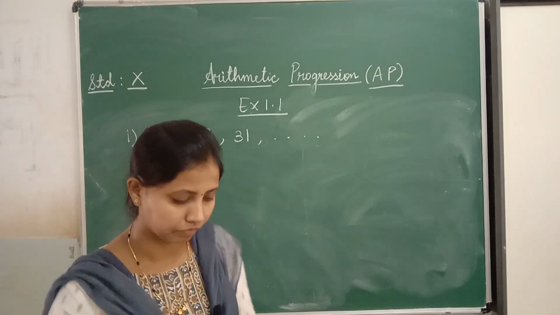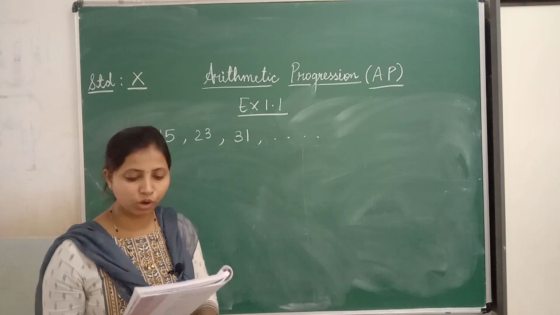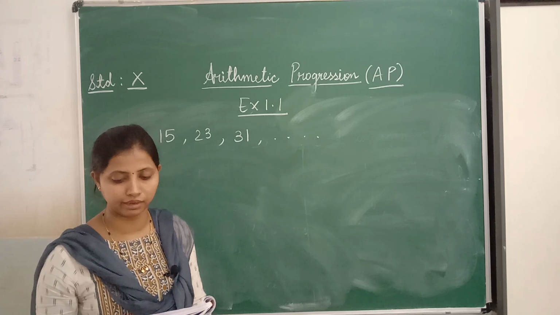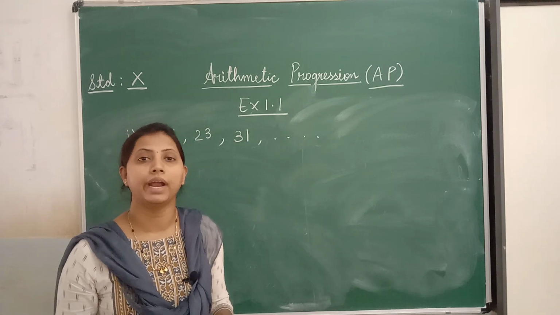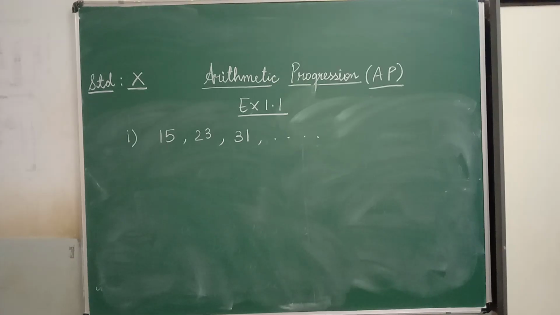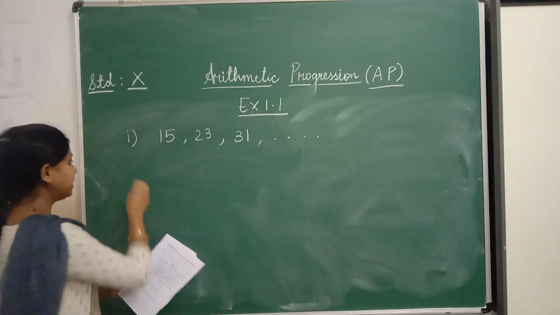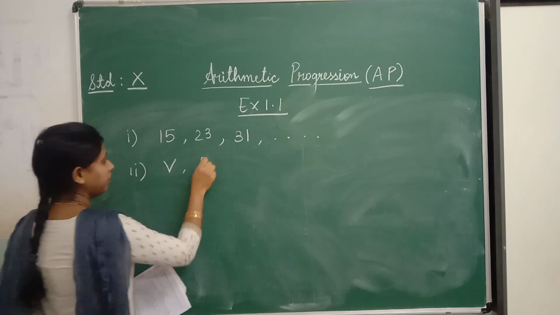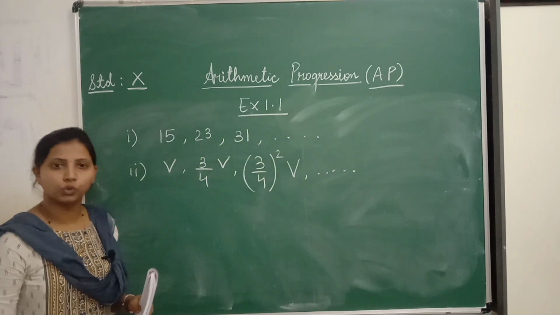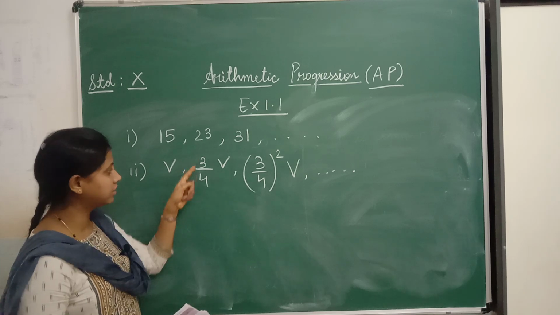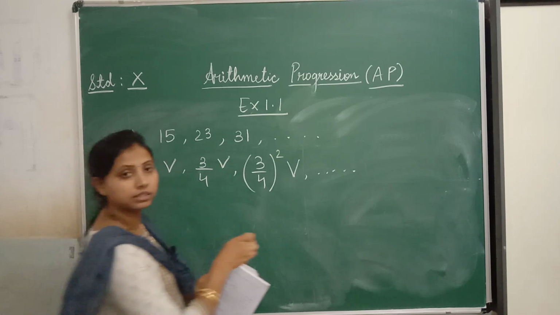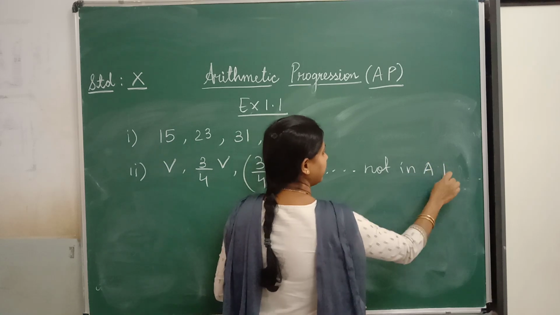Then the second one: the amount of air present in a cylinder when a vacuum pump removes 1/4 of the air remaining in the cylinder at a time. So now you have to write the terms and tell whether they form an AP or not. Volume is given by V, 3/4 V, (3/4) squared V and so on. Now you can see here the difference is not the same. Here it is 3/4, here it is (3/4) squared. So when you subtract, the difference will not come the same. Therefore this is not in AP.